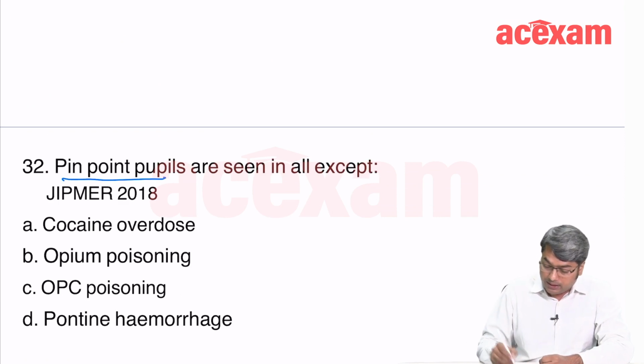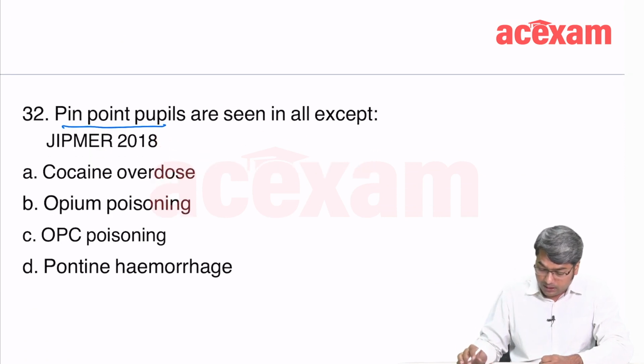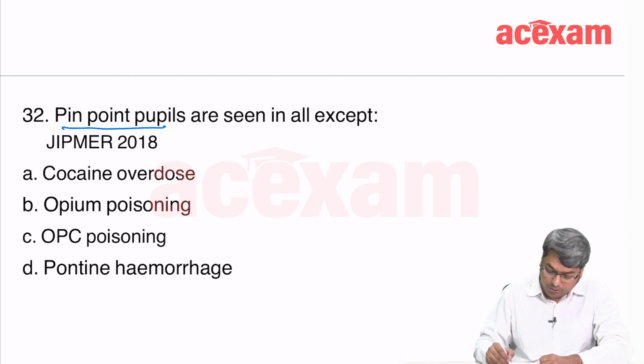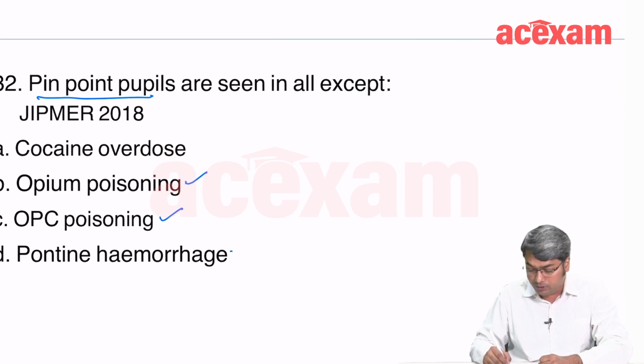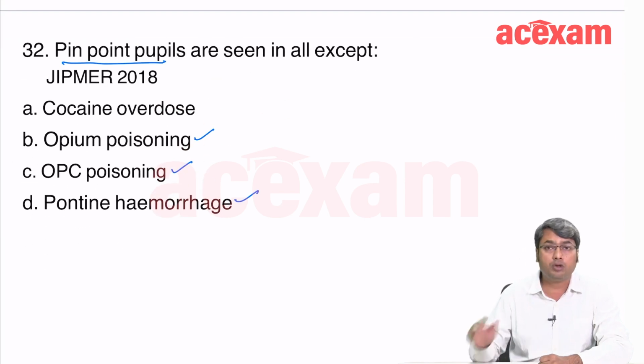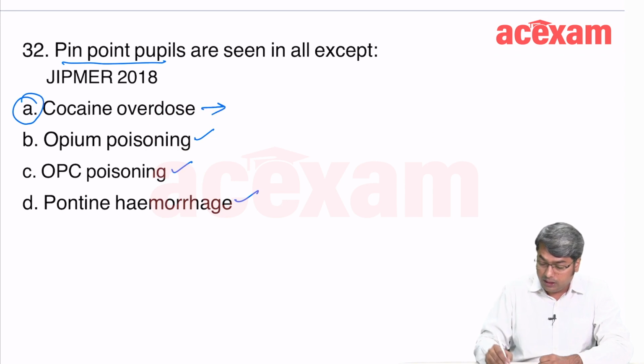Pinpoint pupils are seen in all except: opium poisoning, OPC poisoning, pontine hemorrhage, cocaine overdose. Opium poisoning will produce pinpoint pupil, OPC poisoning will produce pinpoint pupil, pontine hemorrhage will also produce pinpoint pupil. Pinpoint pupil is not produced by cocaine overdose because it produces mydriasis.